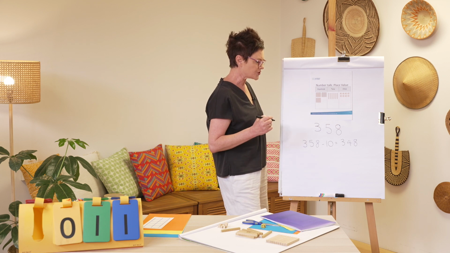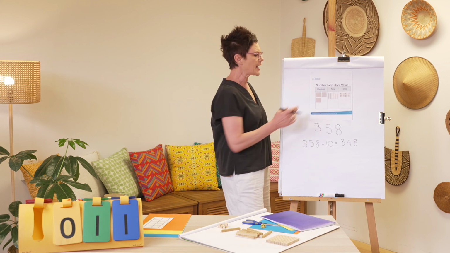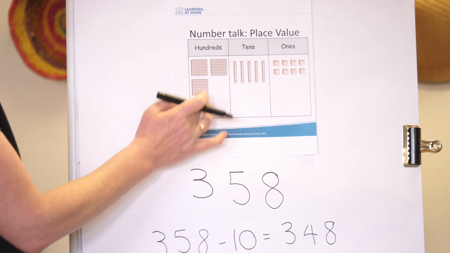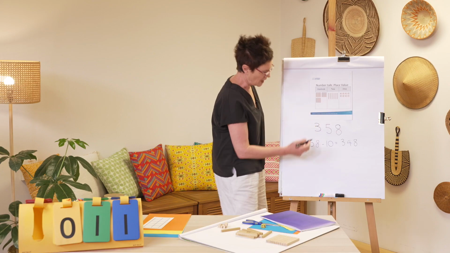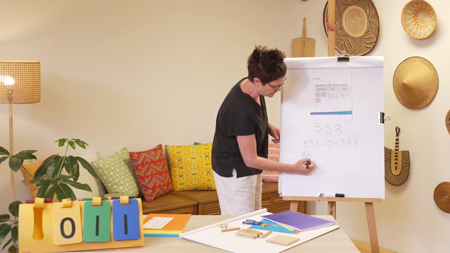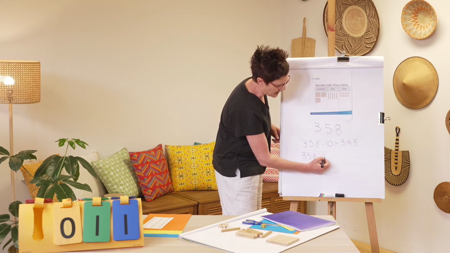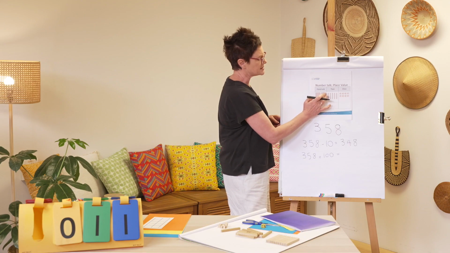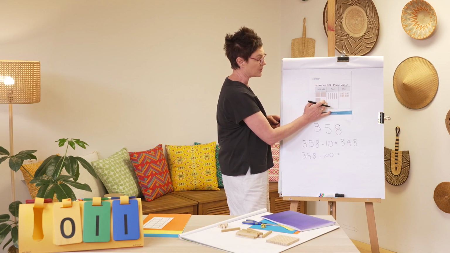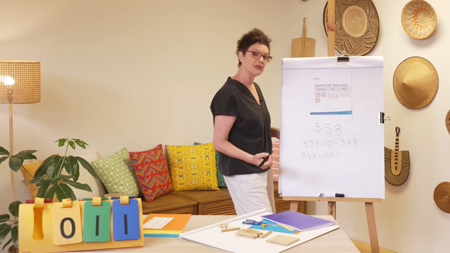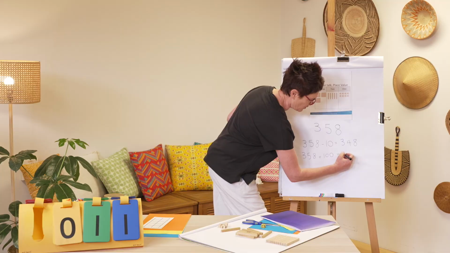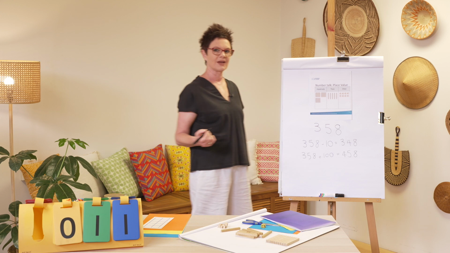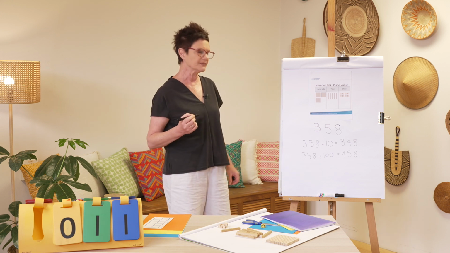Okay, my next question was, what happens if I add 100? So I add 100 in our column here. So I have 358. I'm going to add 100. What will my answer be? Now I can see 1, 2, 3 and an imaginary 4. So my answer will be 458. Okay, great workout. Let's keep going.